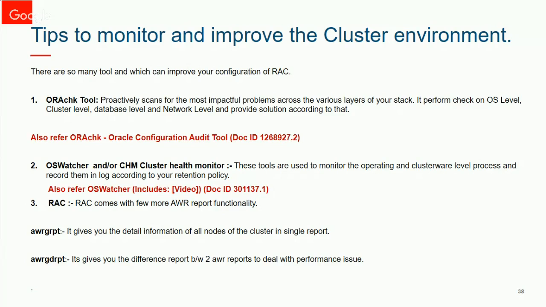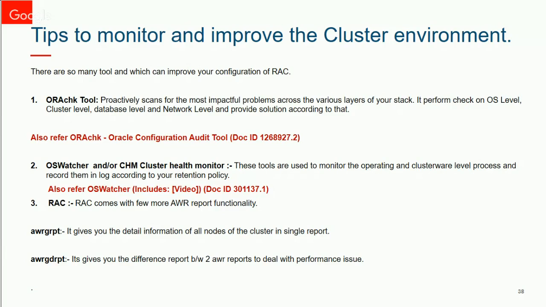Like there are AWR reports, you can generate an AWR report using AWR RPT. However, for RAC we have a special one, AWR GRPT, global RPT. What it does is give you the report from the first node and also the second node. If you run AWR RPT, it gives you a report from only one node, not from both nodes. So you can use this one.